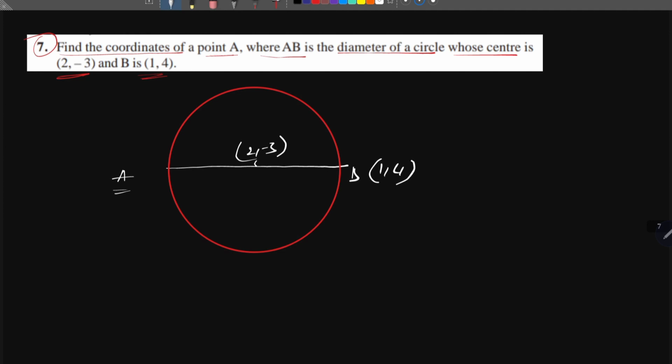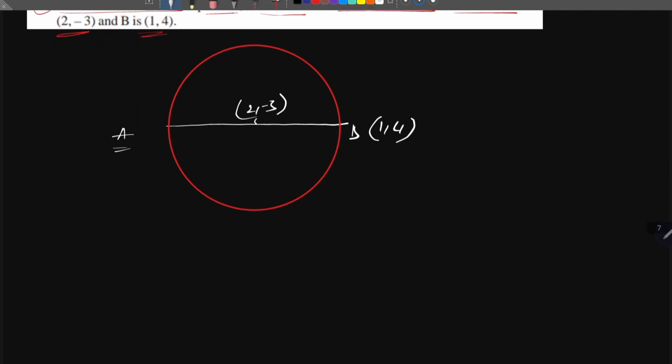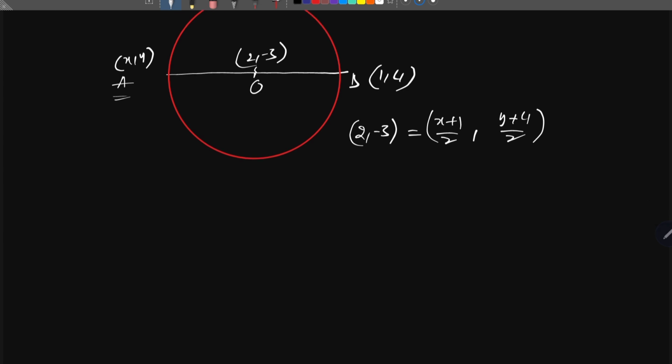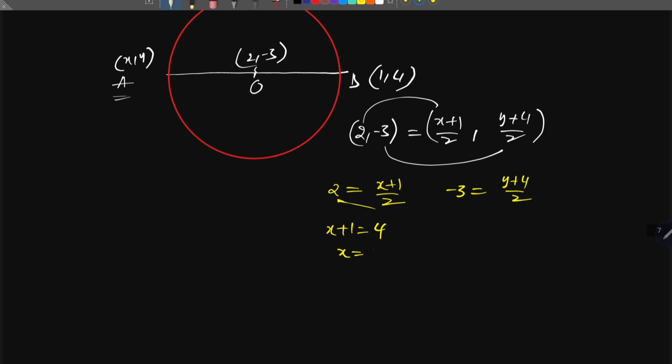So can I say the center is the midpoint of AB? Definitely. So apply the midpoint, and consider A as some x comma y. For AB, the midpoint is the center, 2 comma minus 3. So applying, 2 comma minus 3 is equal to the midpoint, x plus 1 by 2 comma y plus 4 by 2. Okay, so then equate the x coordinate separately and the y coordinate separately. Then 2 is equal to x plus 1 by 2 and minus 3 is equal to y plus 4 by 2. So cross multiplied, x plus 1 is equal to 2 2s are 4, x is equal to 4 minus 1, 3.